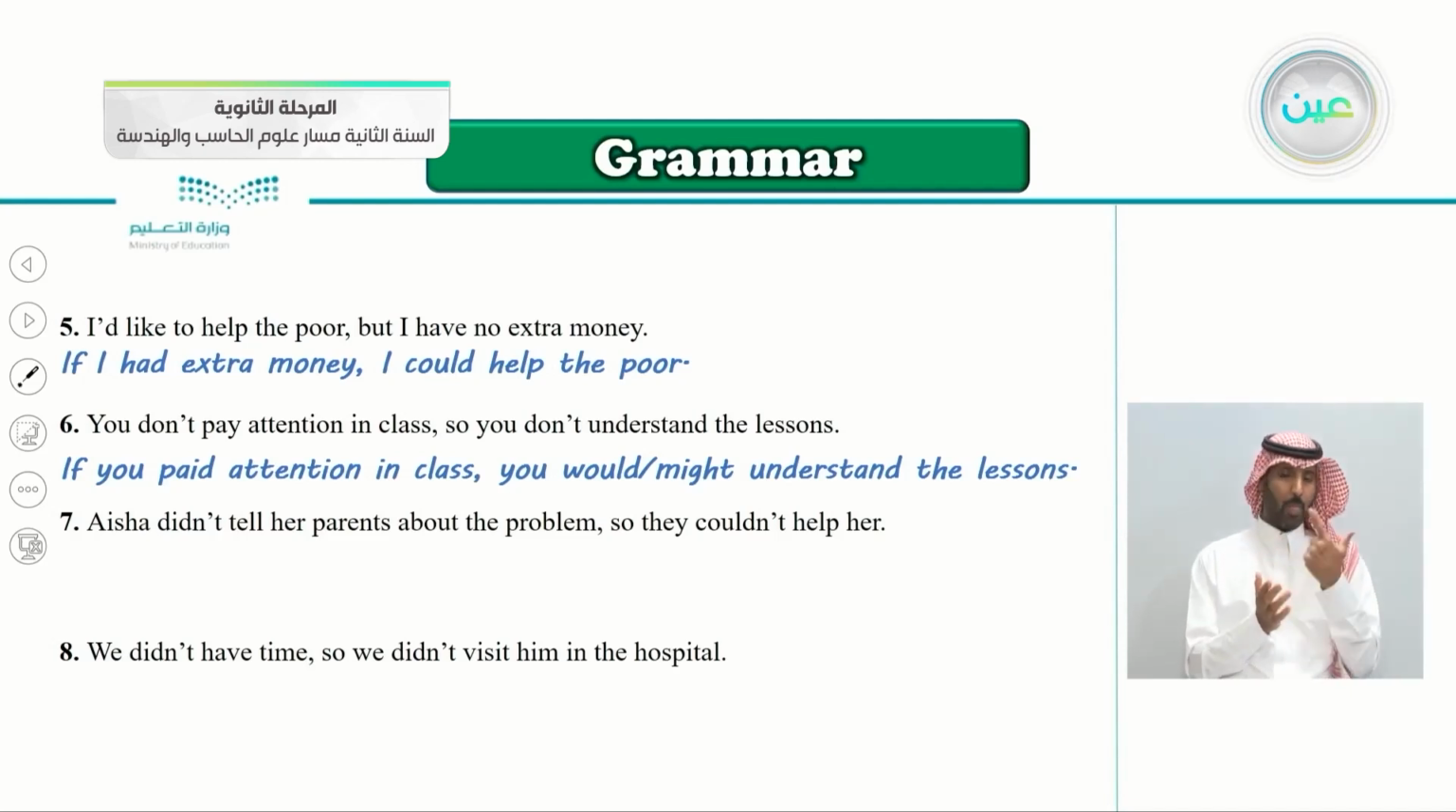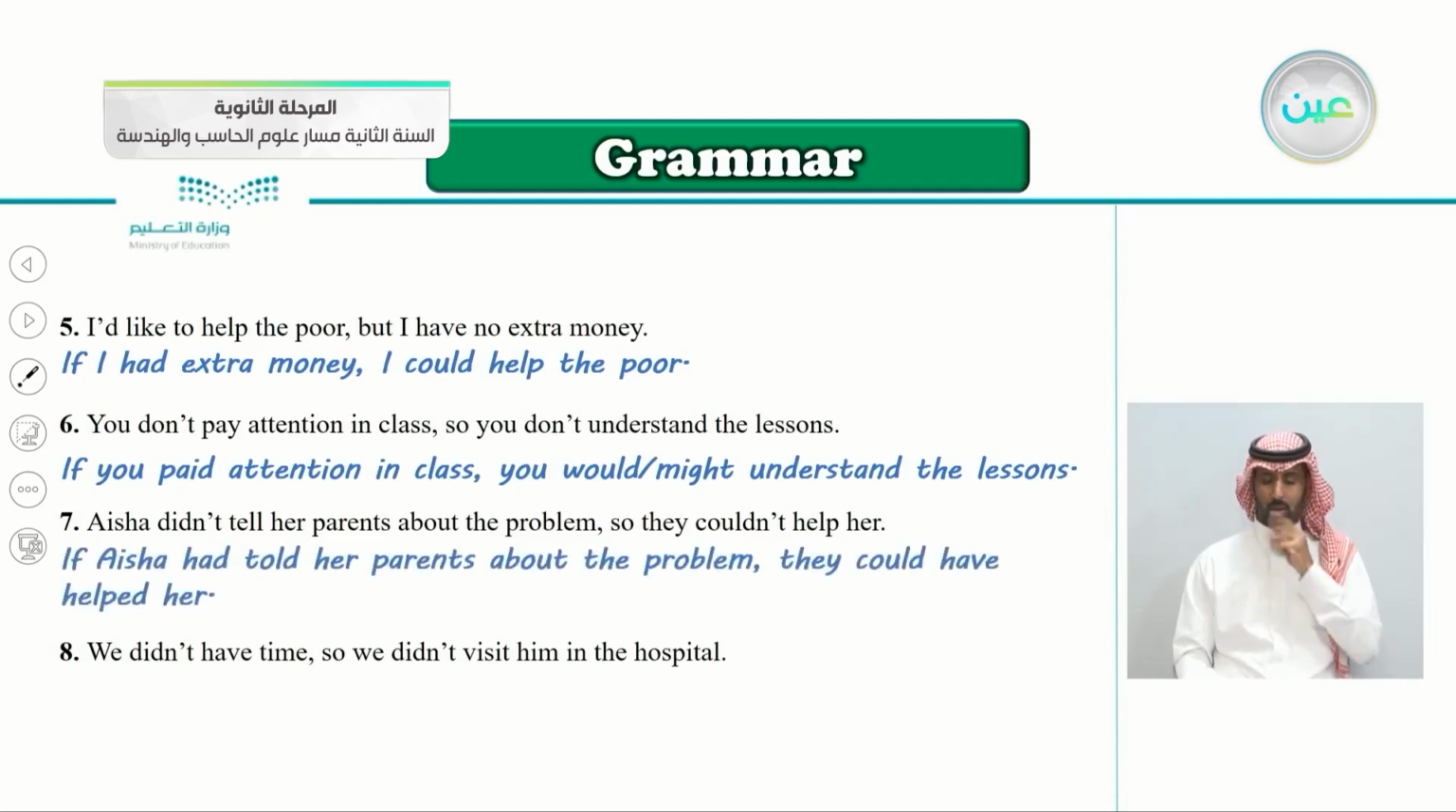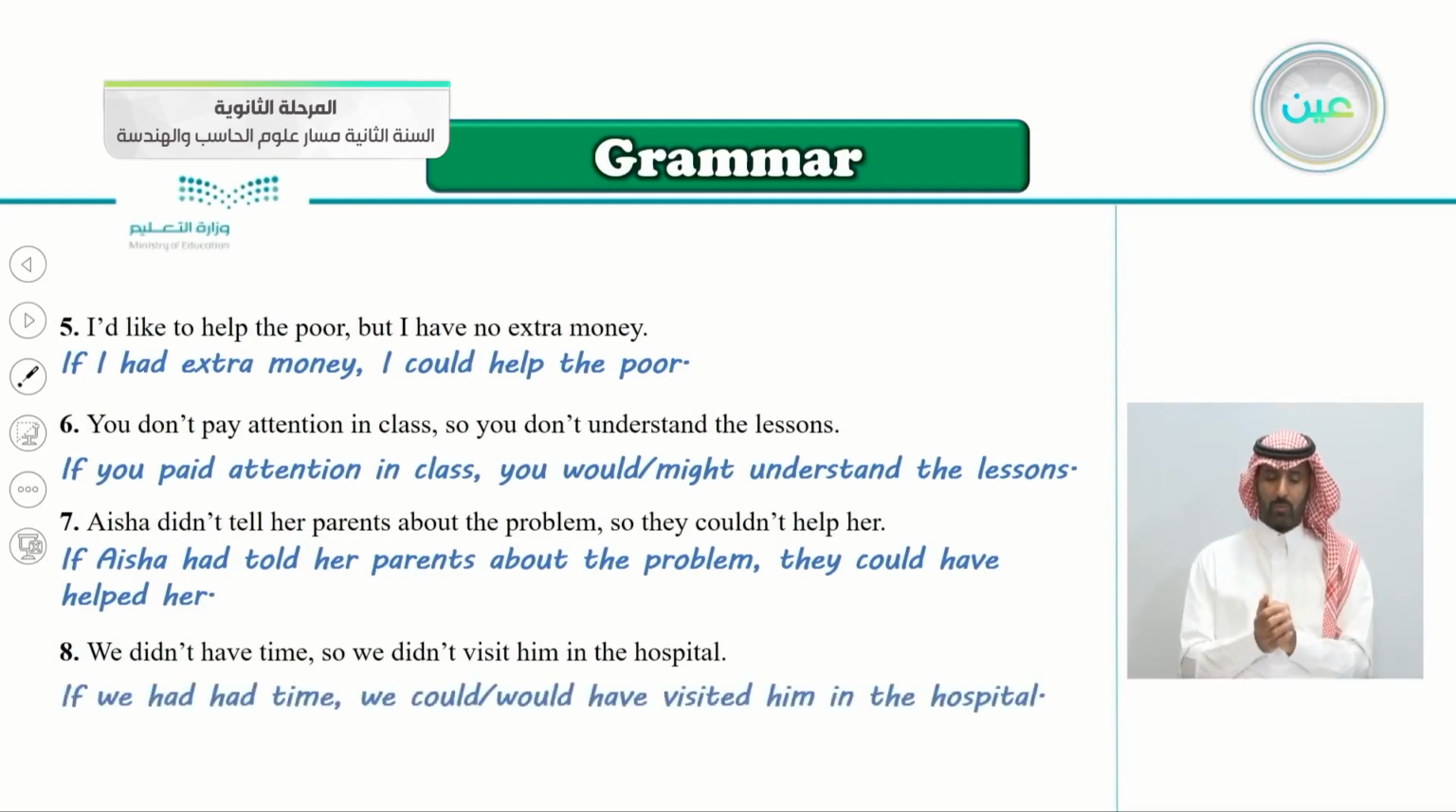Number seven, Aisha didn't tell her parents about the problem, so they couldn't help her. Aisha didn't, past here, tell her parents. Very good. If Aisha had told, past perfect, her parents about the problem, they could have helped her. Excellent. Number eight, we didn't have time, so we didn't visit him in the hospital. We didn't have time, past. So the answer would be, if we had had time, we could or we would have visited him in the hospital.